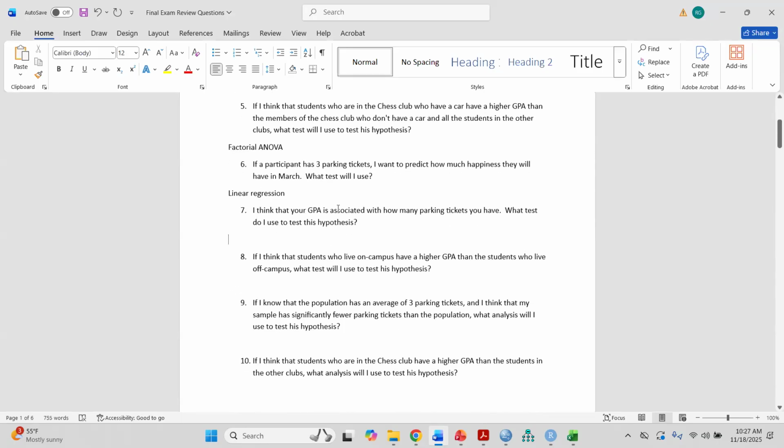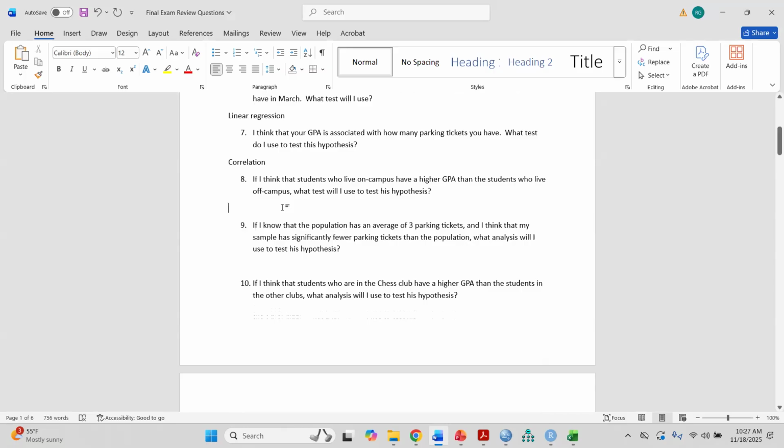I think that your GPA is associated with how many parking tickets you have. What test would I use? Anytime you see a word like related or associated or something like that, you're talking about just general relationships between variables. That's going to be a correlation.